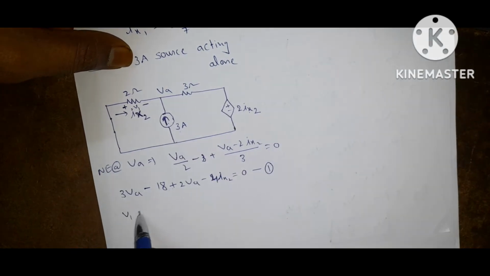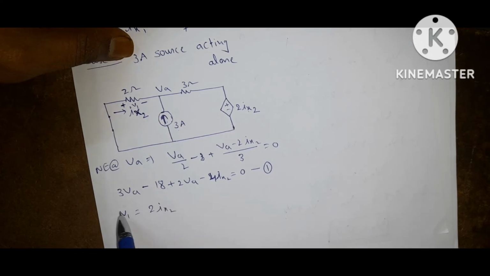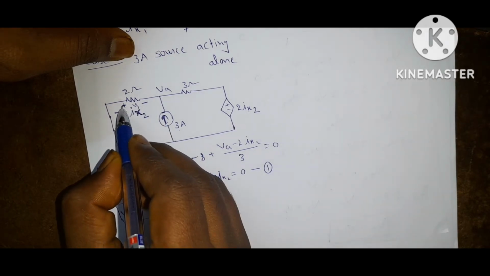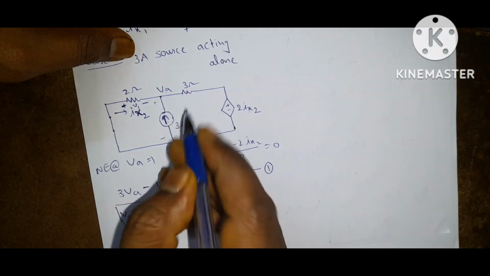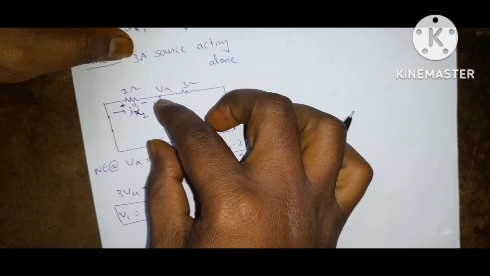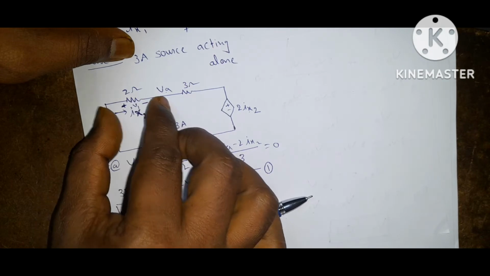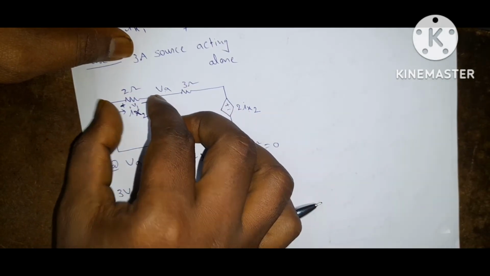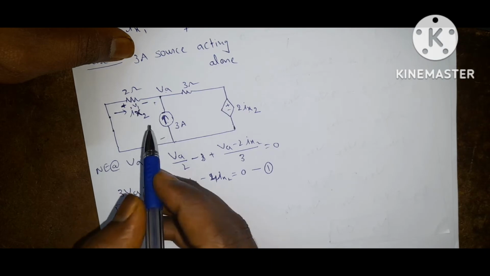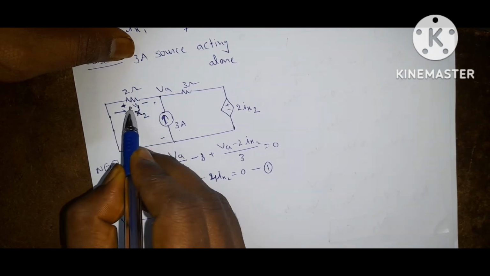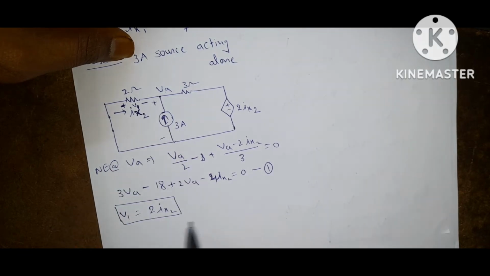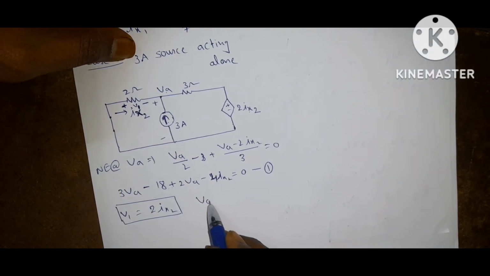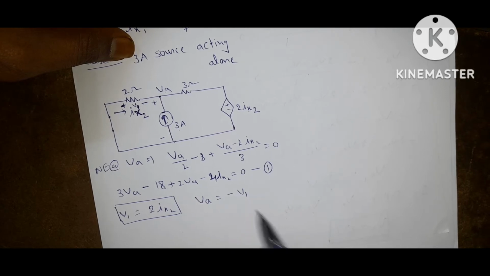So what is V1? V1 is equal to 2Ix2 by Ohm's law. But the voltage across this node and this node is VA, the same voltage across this 2 ohms. This VA is the voltage across 2 ohms. But the voltage across the 2 ohm is V1, with direction reversed. This is plus, this is minus, or you can apply KVL. So VA is equal to minus V1.